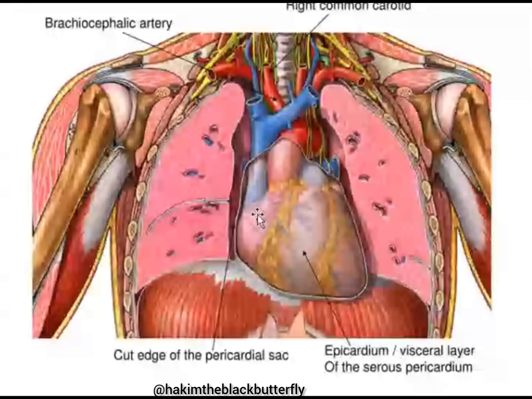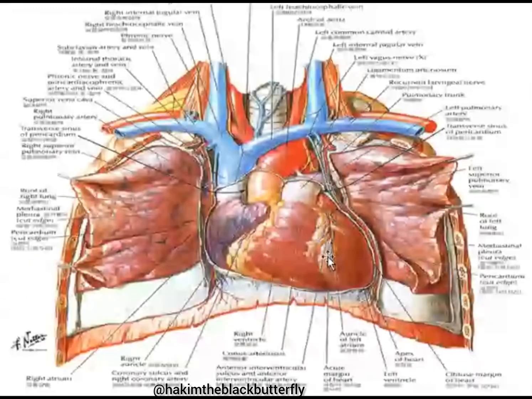So, right atrium, atrioventricular groove, right ventricle, interventricular groove, left ventricle: the anterior surface of the heart. The same applies here: right atrium, atrioventricular groove, right ventricle, anterior interventricular groove, left ventricle.